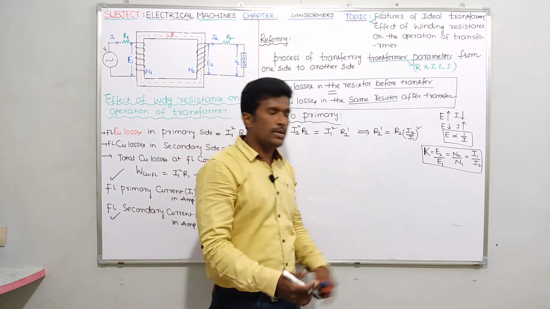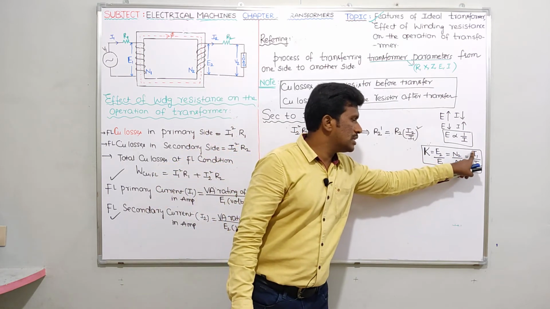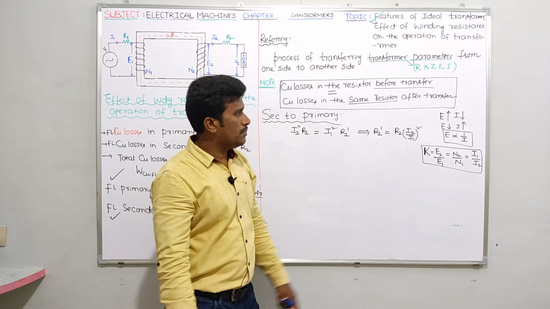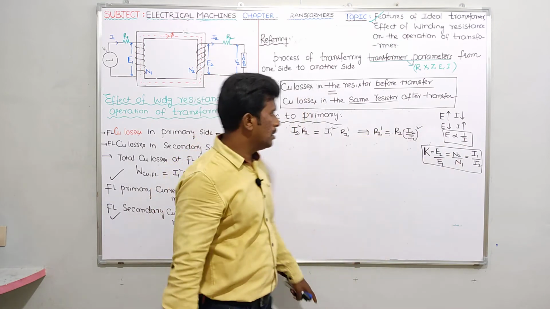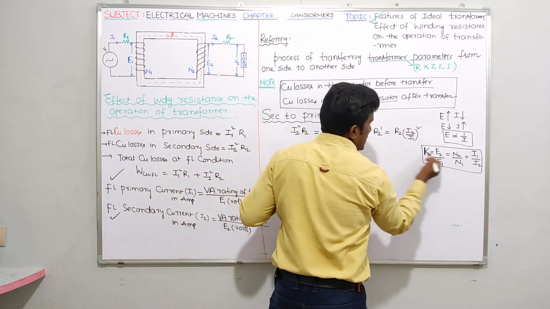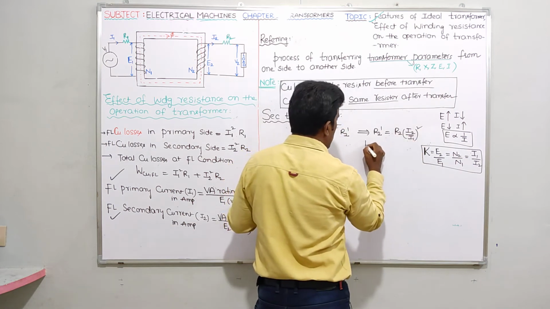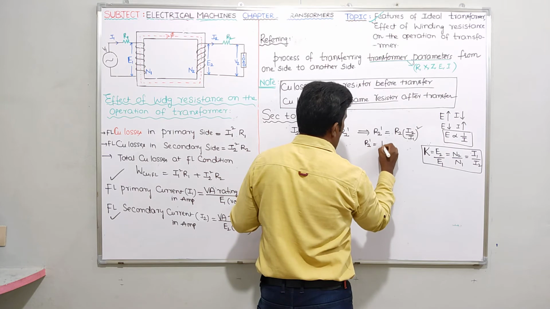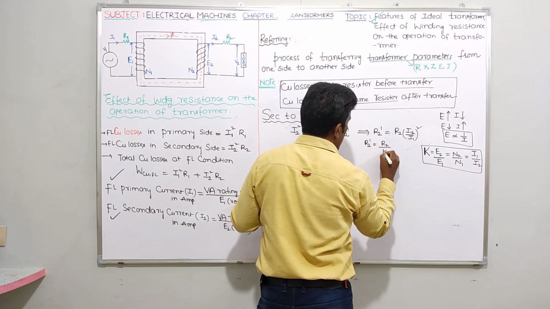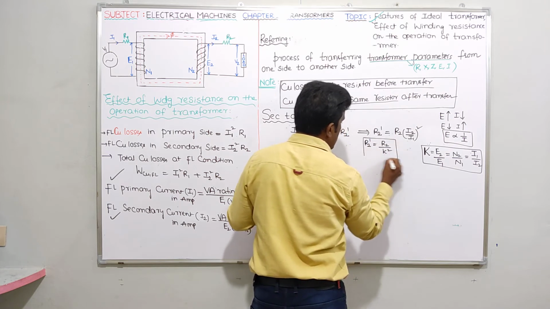Anyway, I am going to derive K equal to I1 by I2 in future, how you are getting this. But simply like this also I can write. So guys, I1 by I2 means K, but here I2 by I1 means 1 by K. Square is there here. Therefore, R2 dash equals R2 by K square. This is the formula for R2 dash.